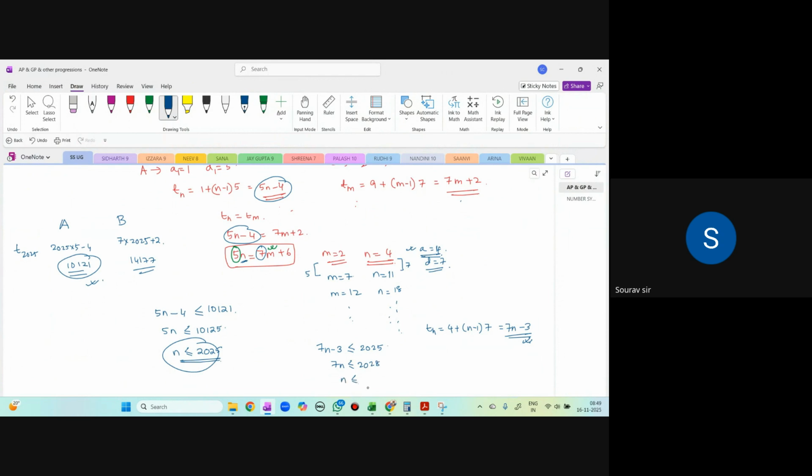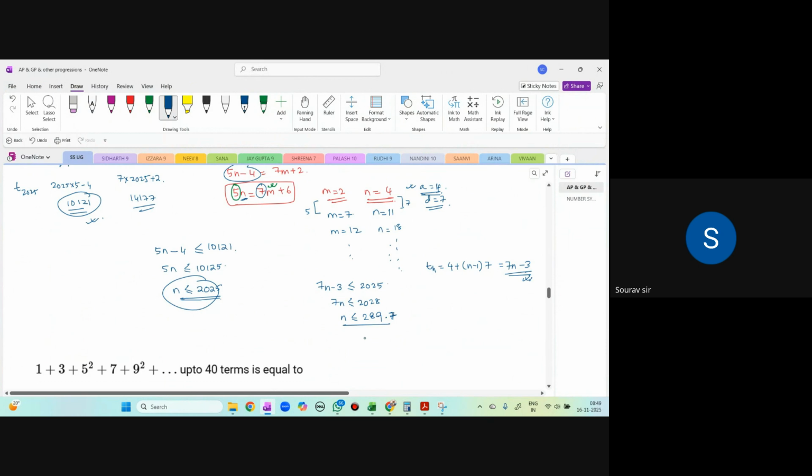So n has to be less than or equal to 289.7. So therefore, n should be equal to 289.